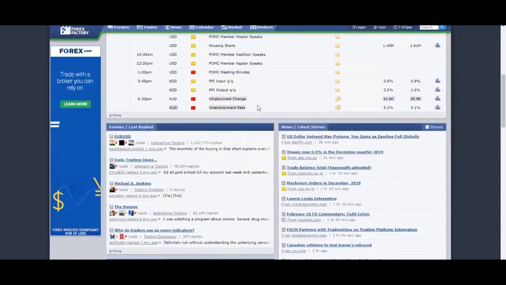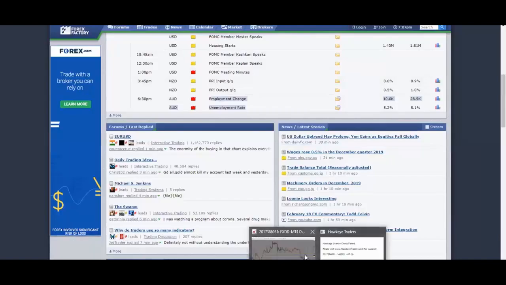And then we have employment numbers out of Australia. The wage index numbers came in as expected. With the employment numbers, we are looking for a drop, but if the drop is bigger than expected, then we could see a negative impact on the Australian dollar. The Australian economy is impacted directly by the Chinese economy, and we have also seen fires and a lot of devastation as a result of that. We'll have to see how the employment numbers come out. If they are below expectations, expect a negative impact on the Australian dollar, and it is likely to drop.